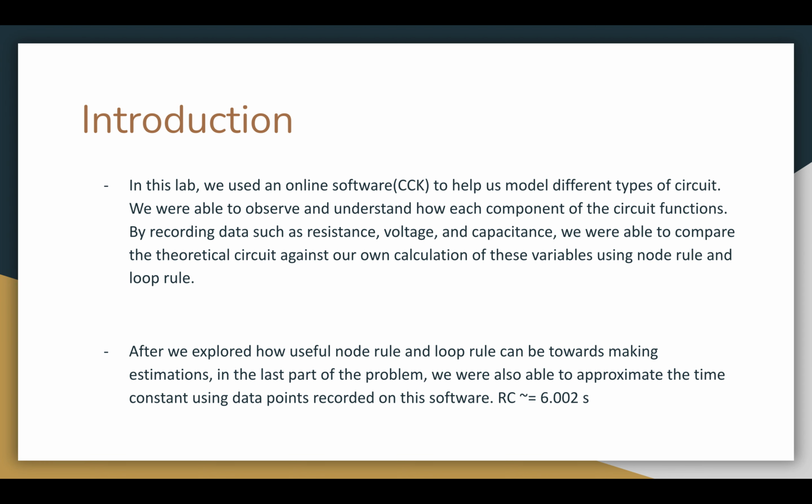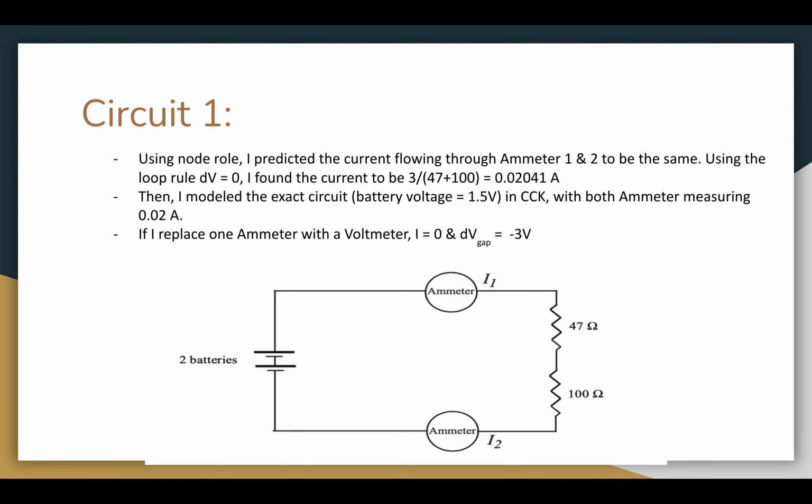After we explored how useful node rule and loop rule can be used towards making estimations, in the last part of the problem, we were able to approximate the time constant using data points recorded in this software, which is roughly 6.002 seconds. In the first circuit, as shown below, I predicted the current flow through emitters to be the same using the node rule, and I calculated it to be 0.02041 A. Using the online software with the virtual emitter, the result is 0.02, so it's really close.